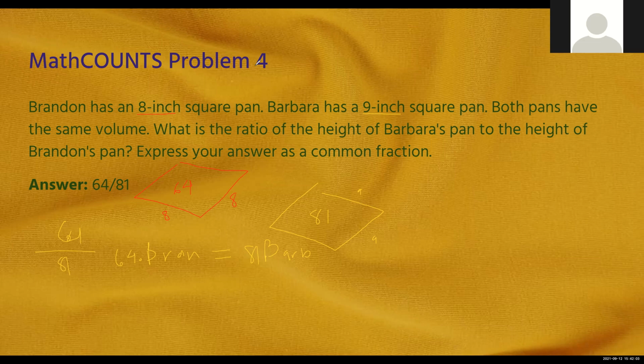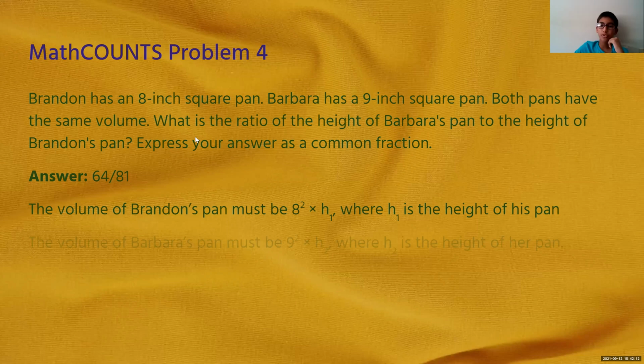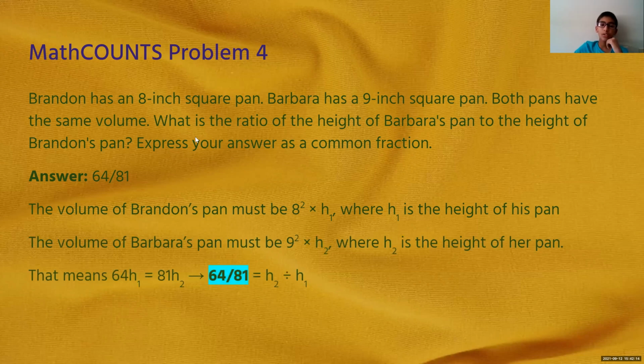Does anyone have any questions on that? And if not, then we can move on. I have a question. Yeah, go ahead. How could the pans have this volume if they have different heights and different surface area?